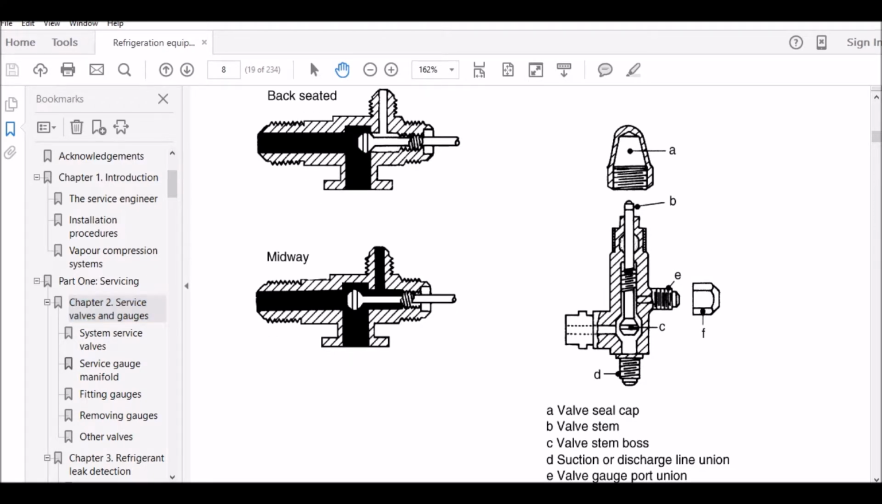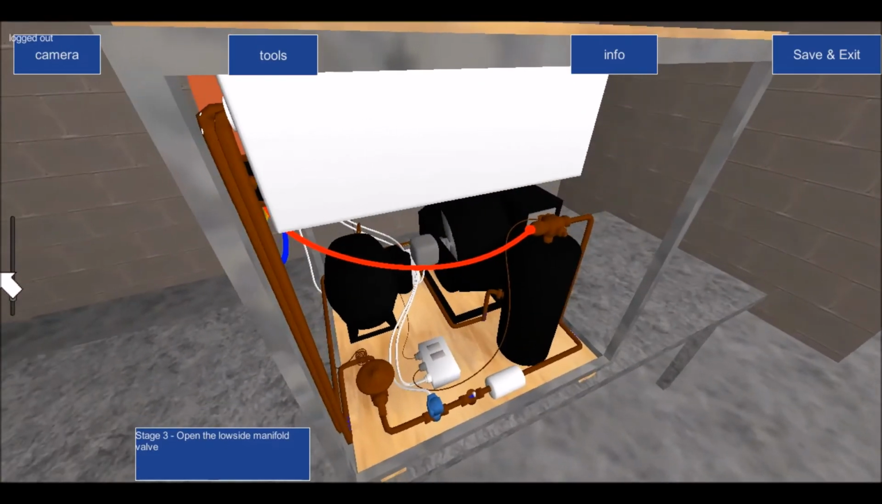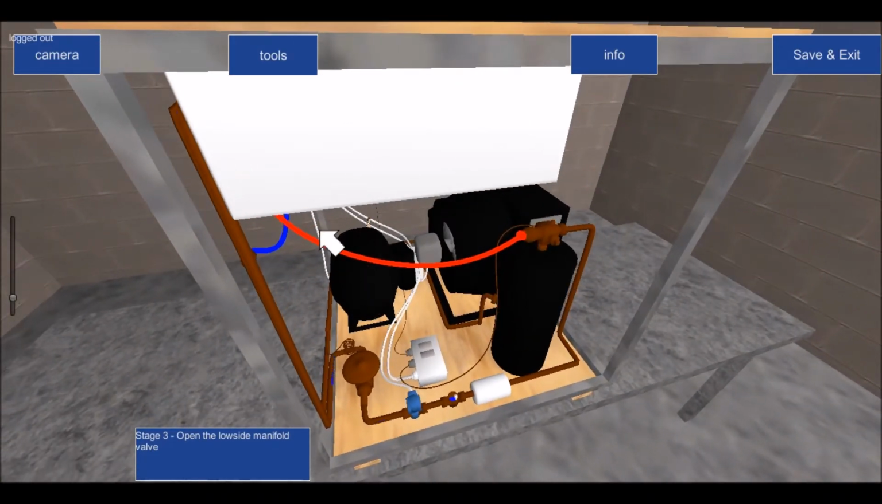Okay? So that's why I'm not getting anything here. So in order to be able to get a pressure reading on this gauge line here, I actually need to crack my service valve, right?